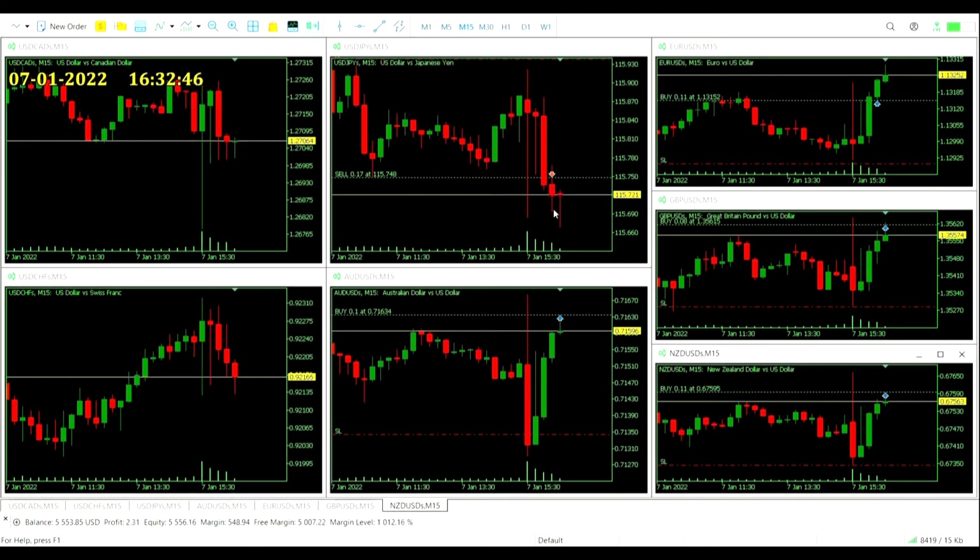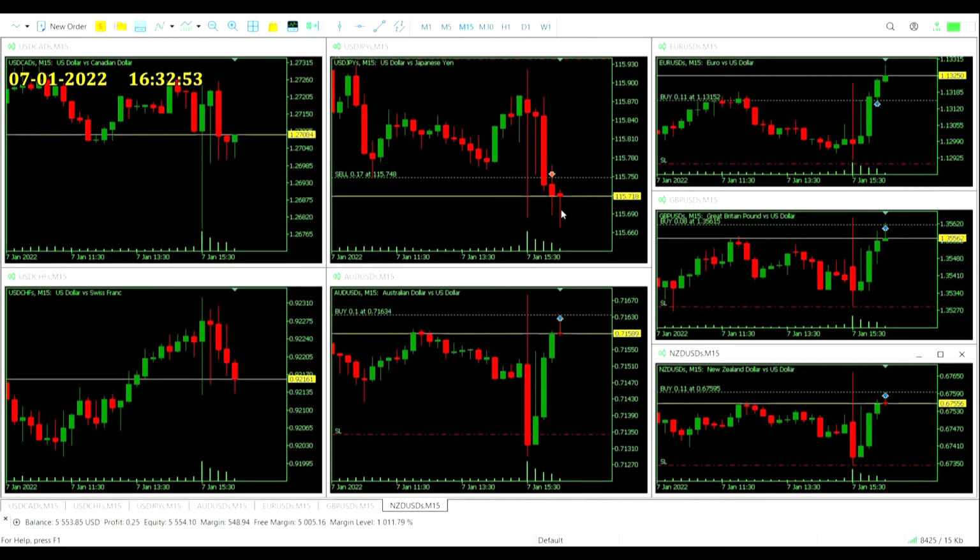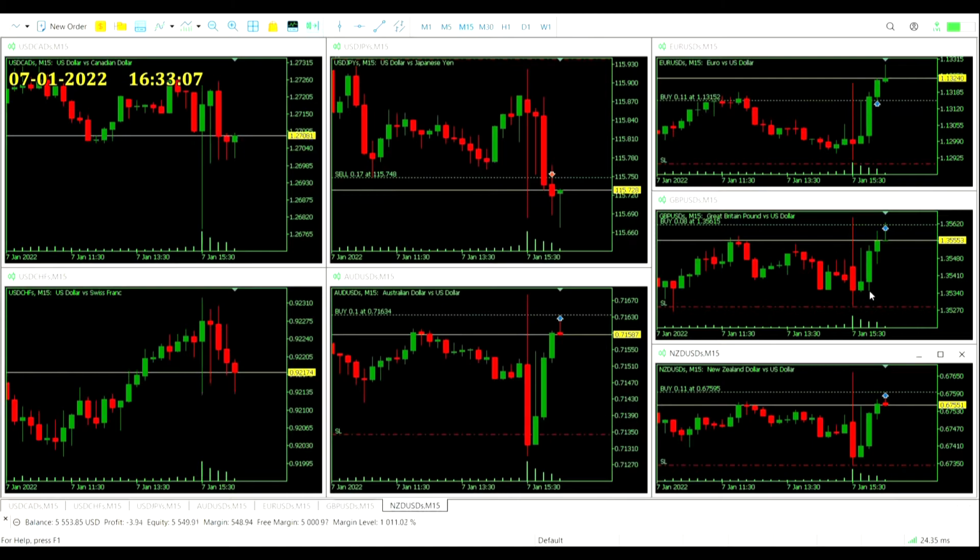Quite a bit of risk going now, 2.5% against the dollar. If a big turn comes, we could suddenly lose quite a lot. But if the push continues, we will be in the money.